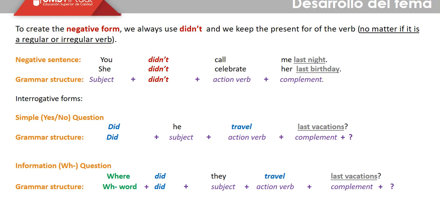So, you didn't call me last night. She didn't celebrate her last birthday. We use subject plus didn't plus the action verb plus complement.